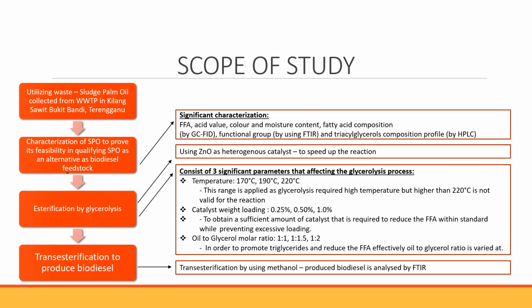Then we will do the glycolysis using zinc oxide as a heterogeneous catalyst. We will vary three significant parameters, which are temperature, catalyst loading, and oil to glycerol molar ratio. And then we will do the transesterification.